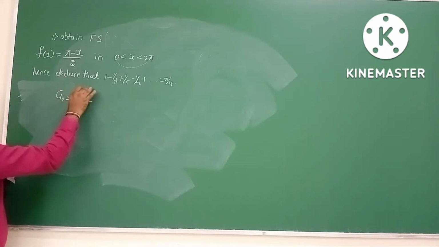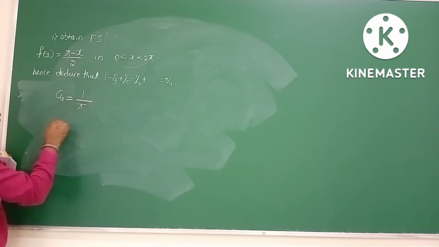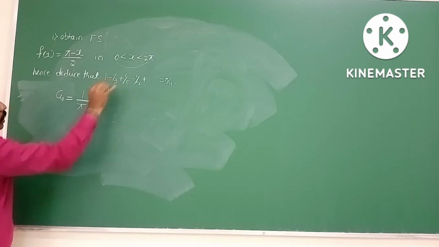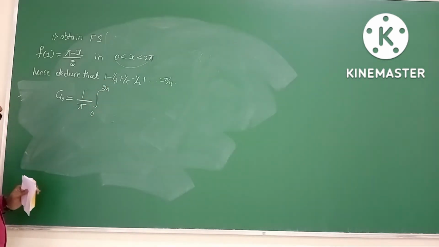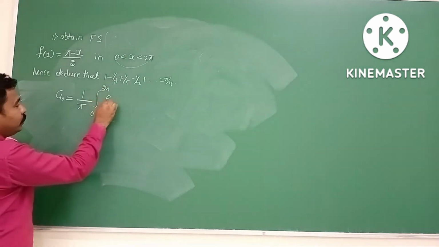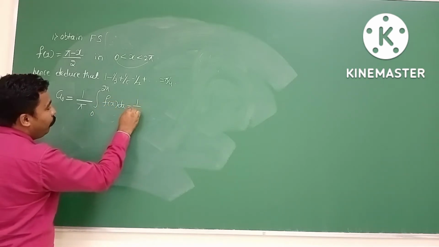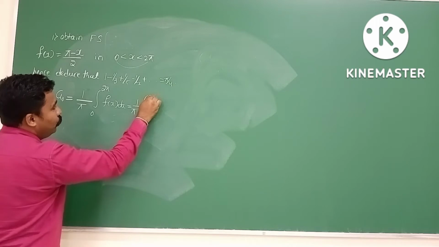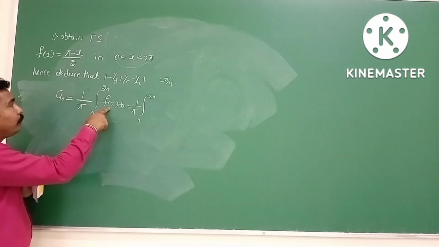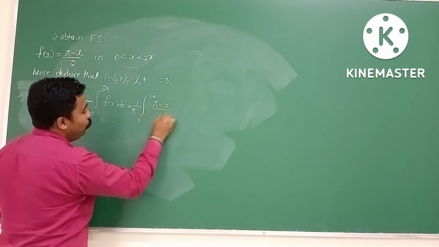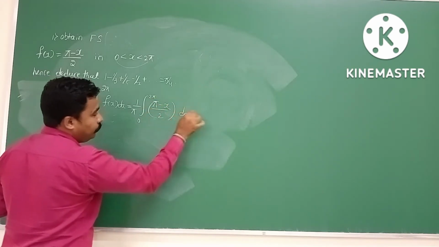Formula says 1 by L. What is the L value? L value is pi. The integral is from 0 to 2 pi, because the given limit is 0 to 2 pi. So a0 equals 1 by pi integral 0 to 2 pi of f of x dx. What is the f of x value? f of x is (pi minus x) divided by 2, dx.